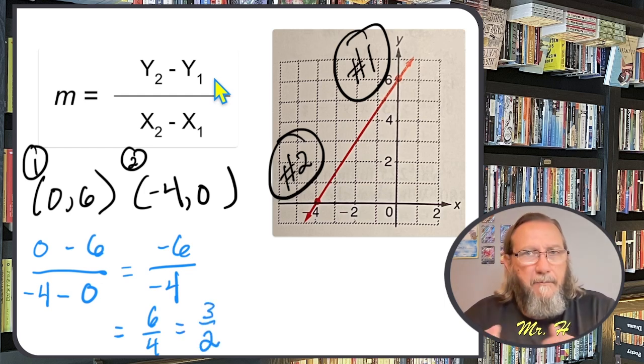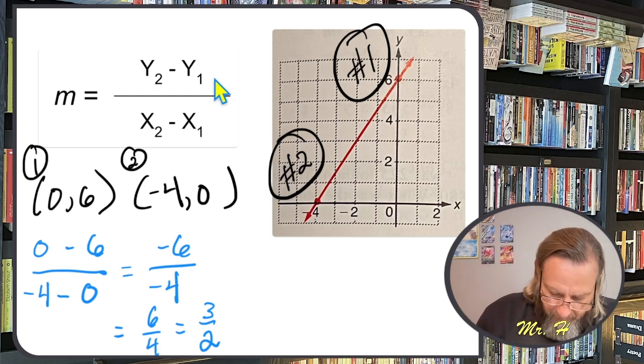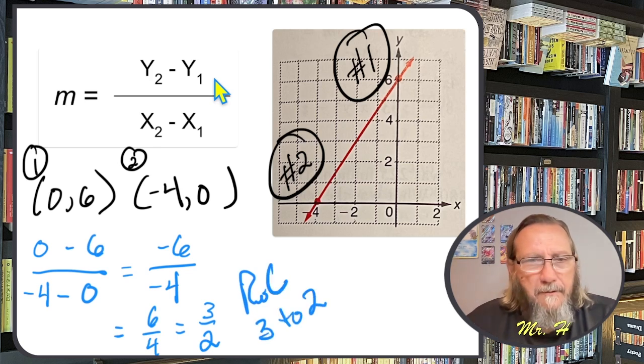So we got our positive rate of change, but we anticipated that. We had to reduce the fraction a little bit, but it worked out pretty easily. And our ROC is 3 to 2. Okay, rate of change, 3 to 2. Hopefully you don't have any questions over that. Hopefully you got it correct.